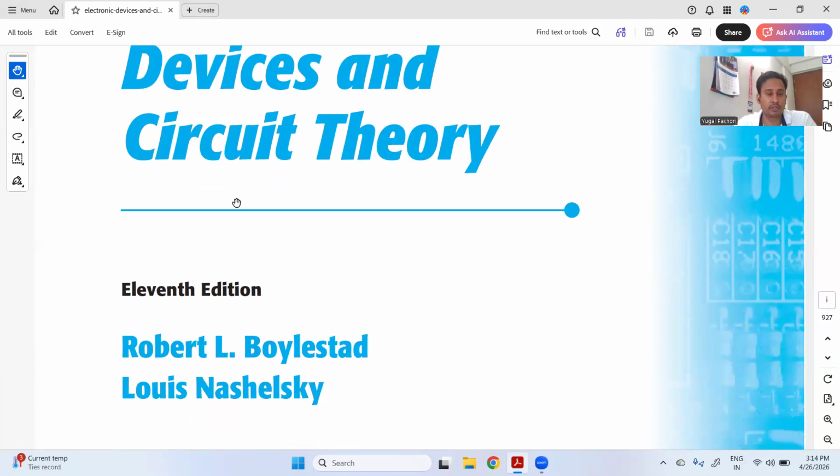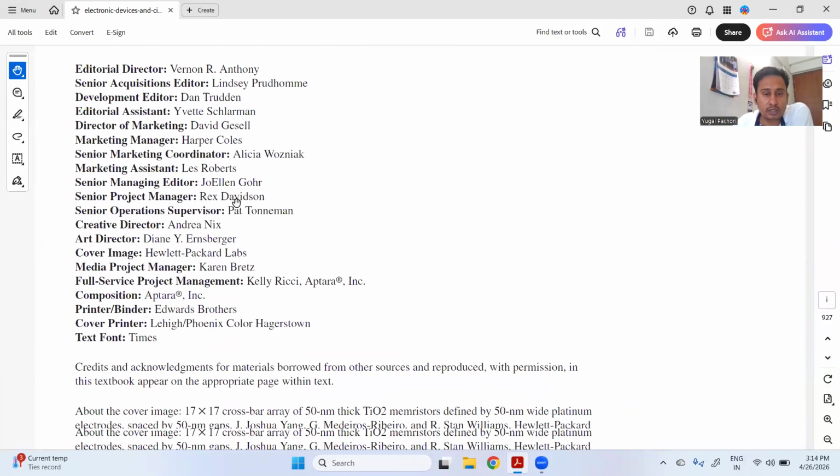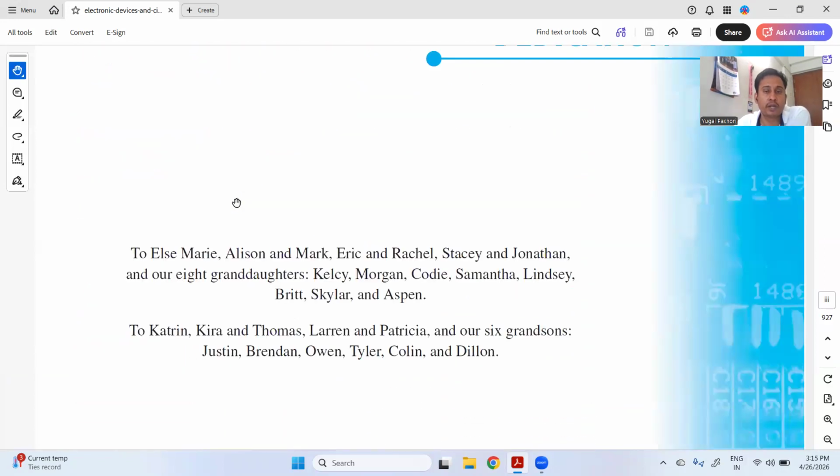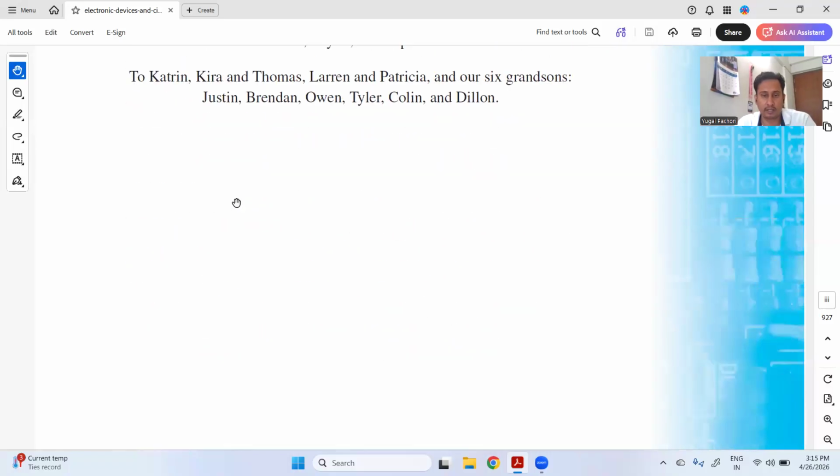This is the 11th edition of this book. You can see the two authors, Robert L. Boylestad and Louis Nashelsky. So let's continue our discussion. This is from Pearson. However, you should have a copyright. You should not illegally reproduce it, but if you have the PDF, then you can produce the content.